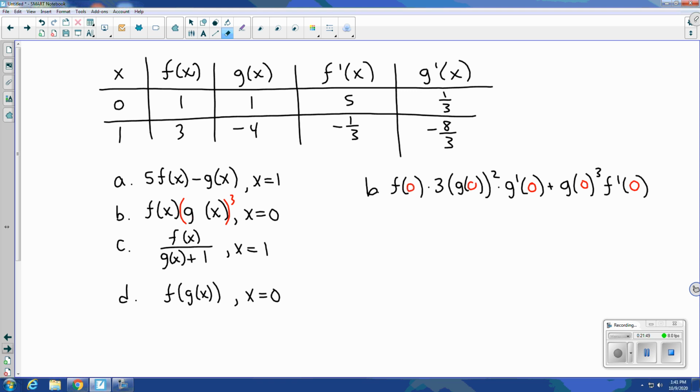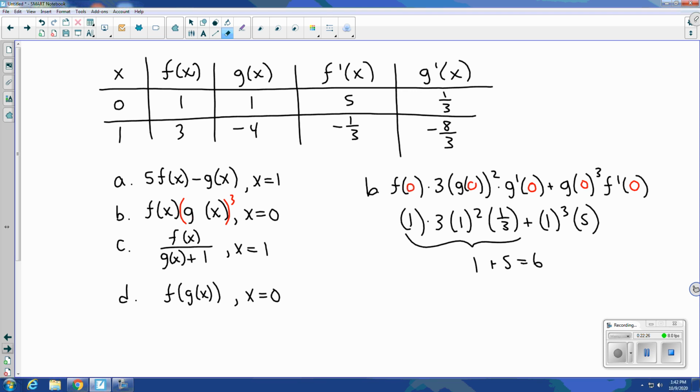So f of 0 is 1. And we have 3 times g of 0 is 1 squared. G prime of 0 is 1/3. G of 0 is 1 cubed. F prime of 0 is 5. So let's clean this up. We're going to have 3 times 1/3, which is 1. So this whole thing here is just 1. And then plus 5, which is 6. So that is B.